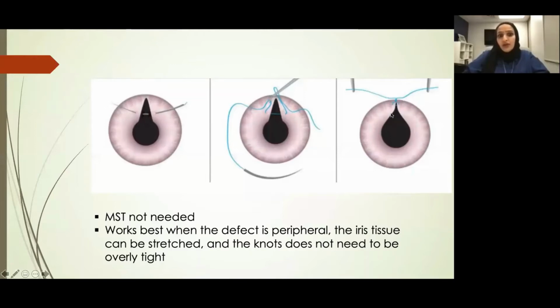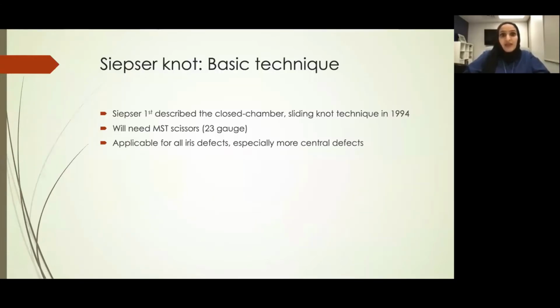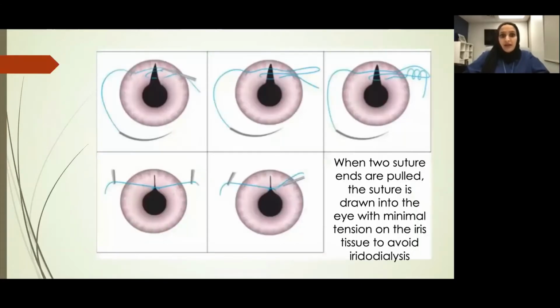Here you don't need MST instruments because we're cutting the needle outside, we're cutting the knot outside. Siepser knot. First Siepser described the closed chamber in 1994. You definitely need MST scissors to cut the knot intracamerally. It's applicable for all iris defects, especially the more central ones where you can't stretch the iris to tie the knot outside and cut it outside.